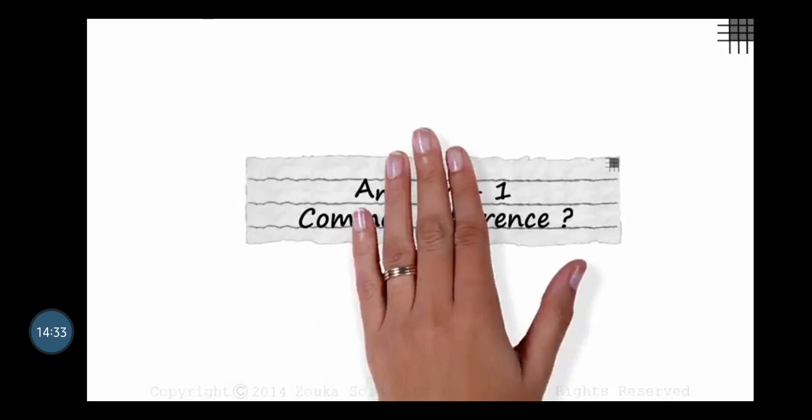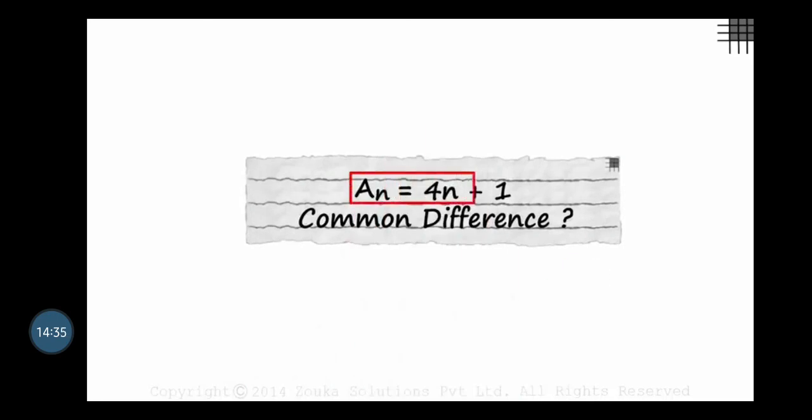The sequence A is defined using this formula. An is equal to 4n plus 1. And we have been asked for the common difference of the sequence. You get a maximum of 5 seconds to answer this question. It should have taken you just 1 second.